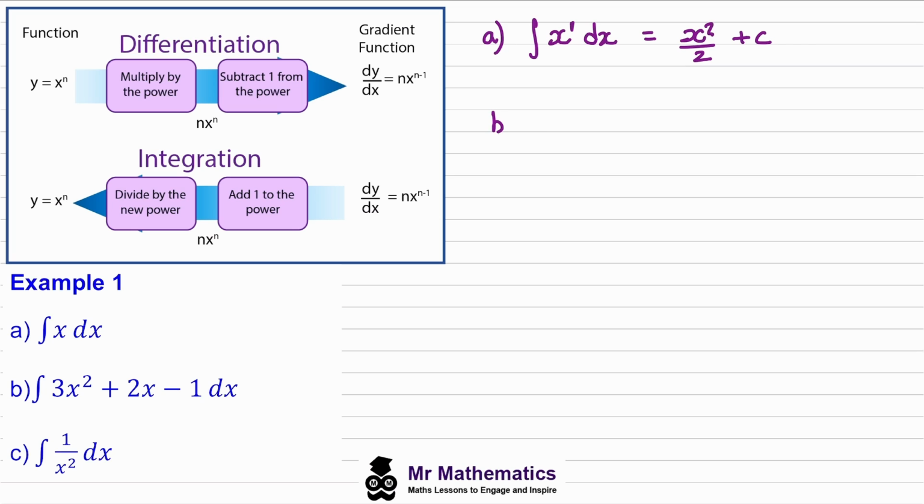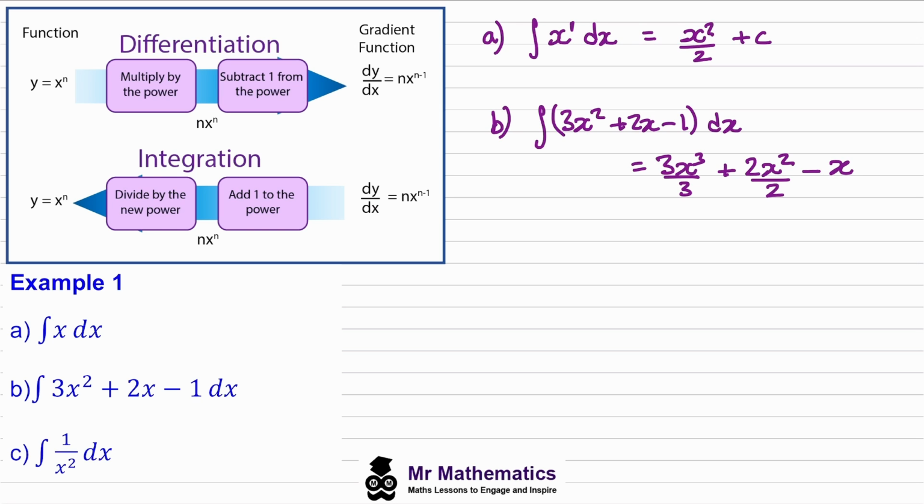Part B, to integrate this, we can find the integral of every individual term. So the integral of 3x squared would be 3x to the 3 divided by this new power of 3, plus 2x. Then we'll add 1 to this power, so it becomes 2x squared over 2. And this negative 1 becomes negative x plus c.